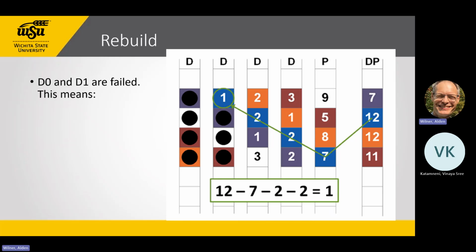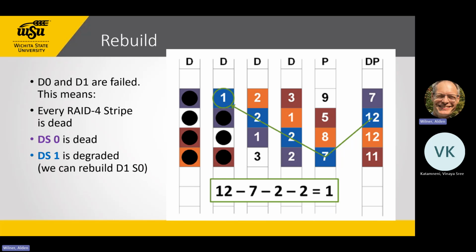Now, drive 0 and drive 1 are failed. It means every RAID 4 stripe is dead. If this were a RAID 4 volume, without that DP drive in there, you would not be able to read any data off this thing, because you would go out there and find these holes in your data, right? You couldn't figure out what was supposed to be at that block there or there. But because we have diagonal parity, we can use some of our diagonal stripes here.